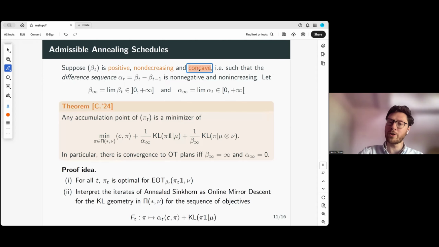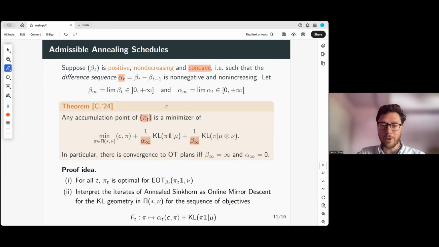And here, the only restriction I will make is that it is concave, which means that the annealing slows down, like the difference sequence alpha t, which is the difference between two temperatures, between two iterates, is a non-increasing sequence. Okay, so you want beta to be a concave function of t. So then you will have a limit for beta and a limit for alpha, which I call beta infinity and alpha infinity. And what you can say is that any accumulation point of P_t, so the iterates of annealed Sinkhorn, will be a minimizer of this problem, where you have these limits of alpha t and beta t. So here this is the difference sequence, and here this is the annealing sequence.